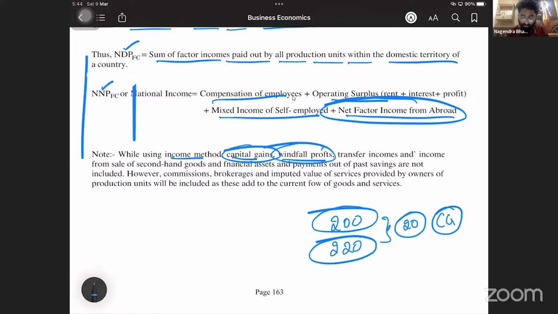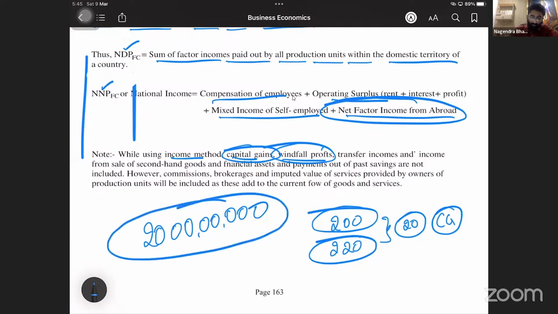Now the question is, sir, what is windfall profit? You received money from somewhere. Somewhere means, that is nothing but windfall. For example, you purchase a 10 rupee lottery ticket, and the value of the lottery is 20 crore. 10 rupees went, and 20 crore was received. Correct?